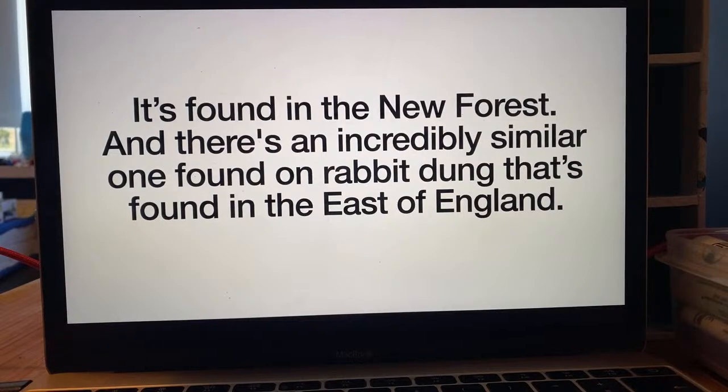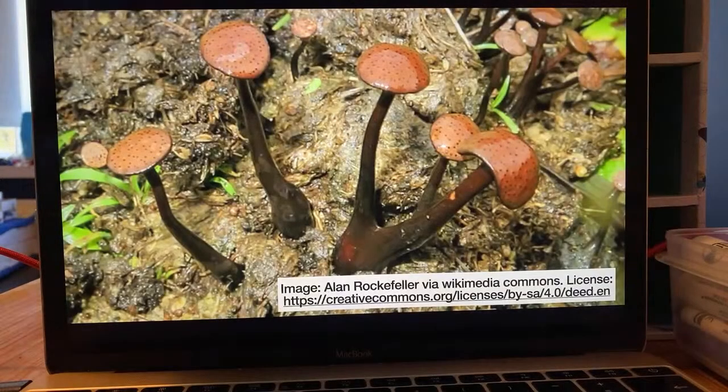And there's an incredibly similar type of fungus, but I think it's little black dots of a slightly different size, which is found on rabbit dung as well in the east of England. So it's good news for anyone who lives in the east of England. Get studying your rabbit dung.